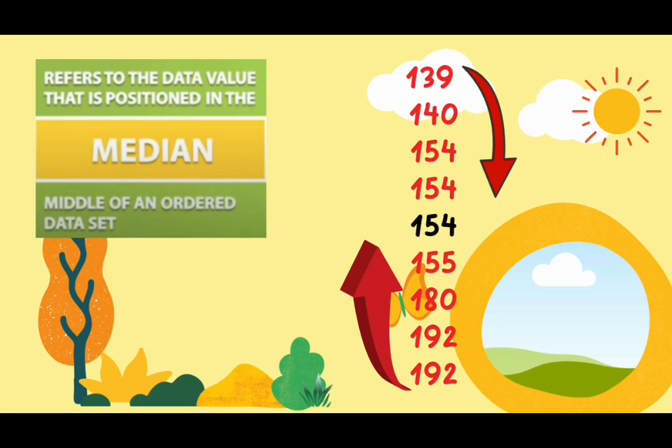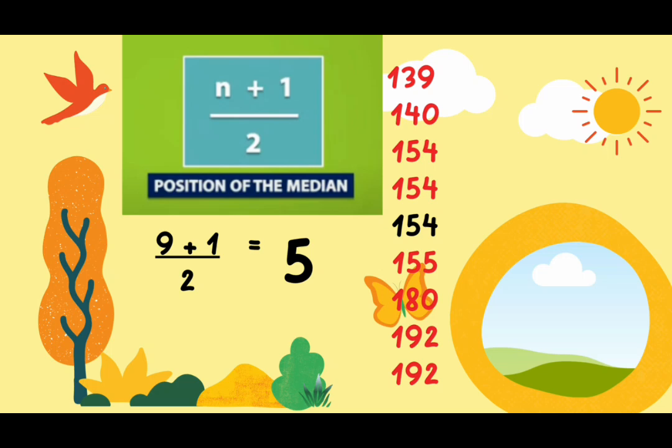What if we have 10 kids? Or we can calculate this with a formula. The number of data set plus 1, divided by 2, gives the position of the middle, which is 154. For example, the number of data set is 9, plus 1 over 2 is 10 divided by 2, equal to 5. And therefore, the fifth value will be the median.